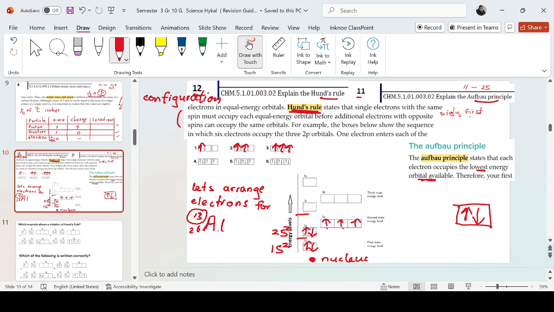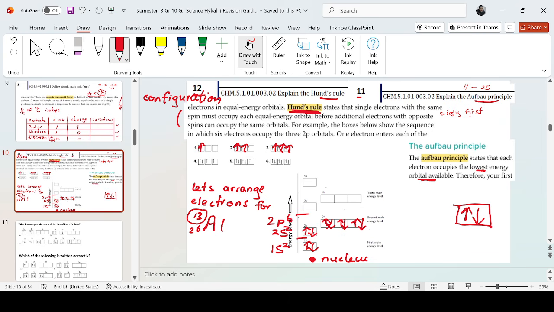Remember, we are doing 13. 1, 2, 4, 5, 6, 7. Number 8 is now pairing here. 8 comes here, 9 is pairing here, 10 is pairing here. Okay? It's full. This is 2p6.